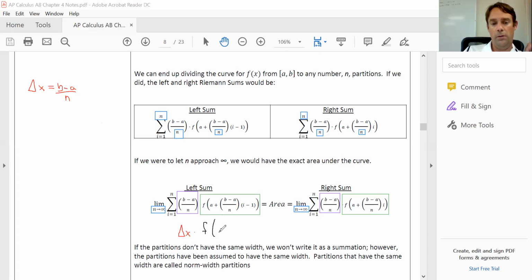And this right here became delta x, where it's assumed that delta x is b minus a over n. Notice the a value is still there, right? That's still our starting value. That never went away. But we can just rewrite it a little bit cleaner. So there's a little bit less going on.